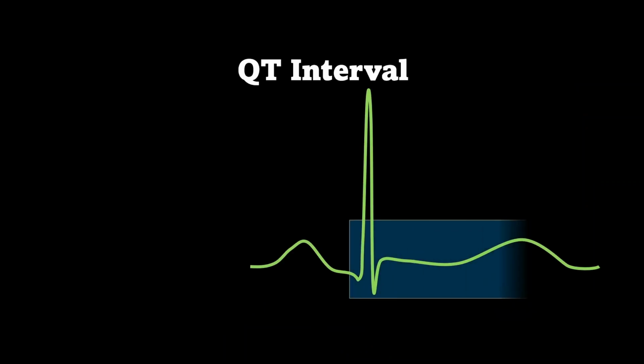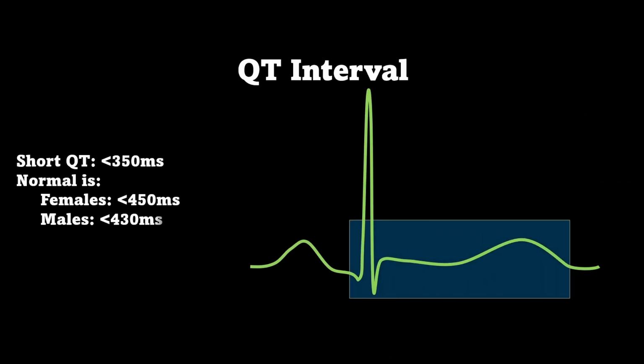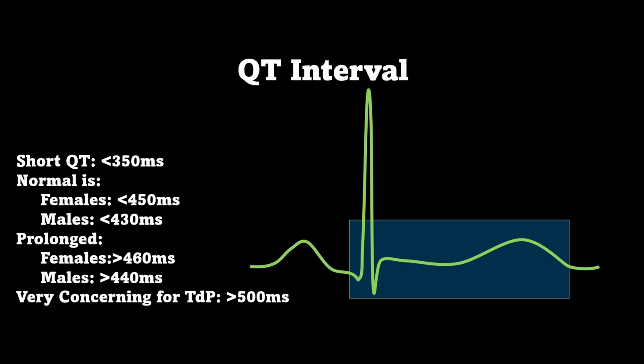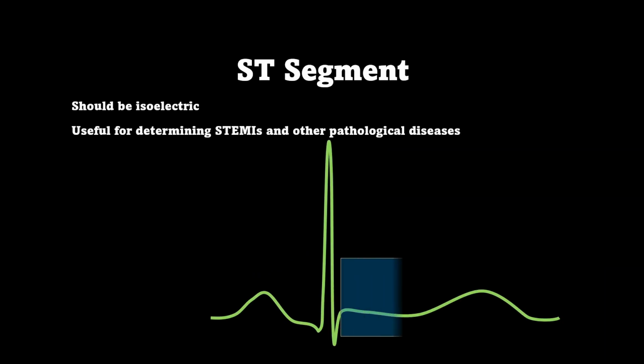The QT interval is very interesting. There's a lot of numbers associated with this. The biggest one I want you to know is that anything over 500 milliseconds is very concerning for something called torsades de pointes or TdP, which is a ventricular arrhythmia. The ST segment should be isoelectric. Changes here are critical for diagnosing something called STEMIs, which are ST elevation myocardial infarctions or our heart attacks. This occurs due to a lack of oxygen getting to the myocardium or muscle of our heart.